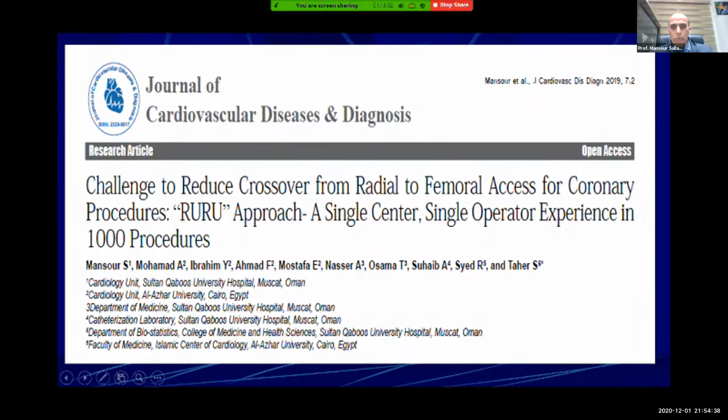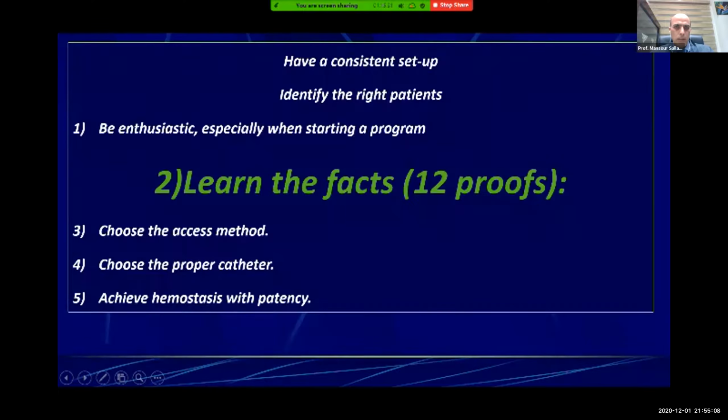Okay, the challenge is to reduce crossover from radial to femoral. My practice right now is RURU. This stands for right radial. When I fail to get the right radial, irrespective of the cause, which is confined to the radial artery itself, usually I shift to the ipsilateral ulnar, the right ulnar. Then, if I fail, I will go to the left radial, then the left ulnar. This is my approach, which I am going to change a little bit right now, because I will go to the left radial, but I think it is another issue.